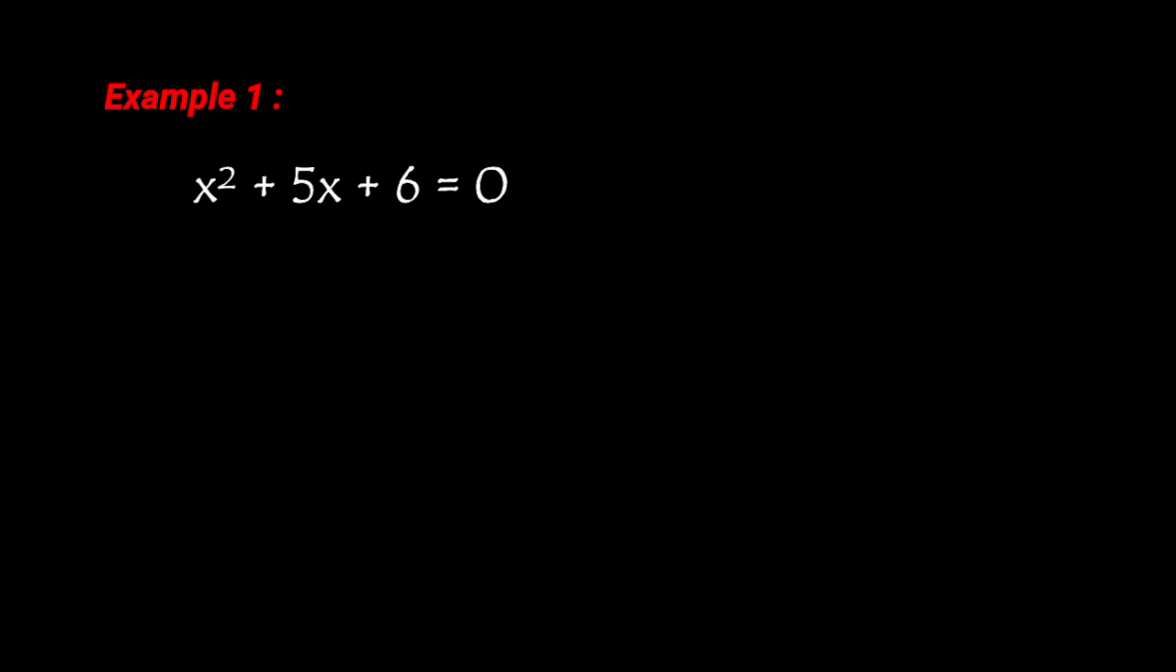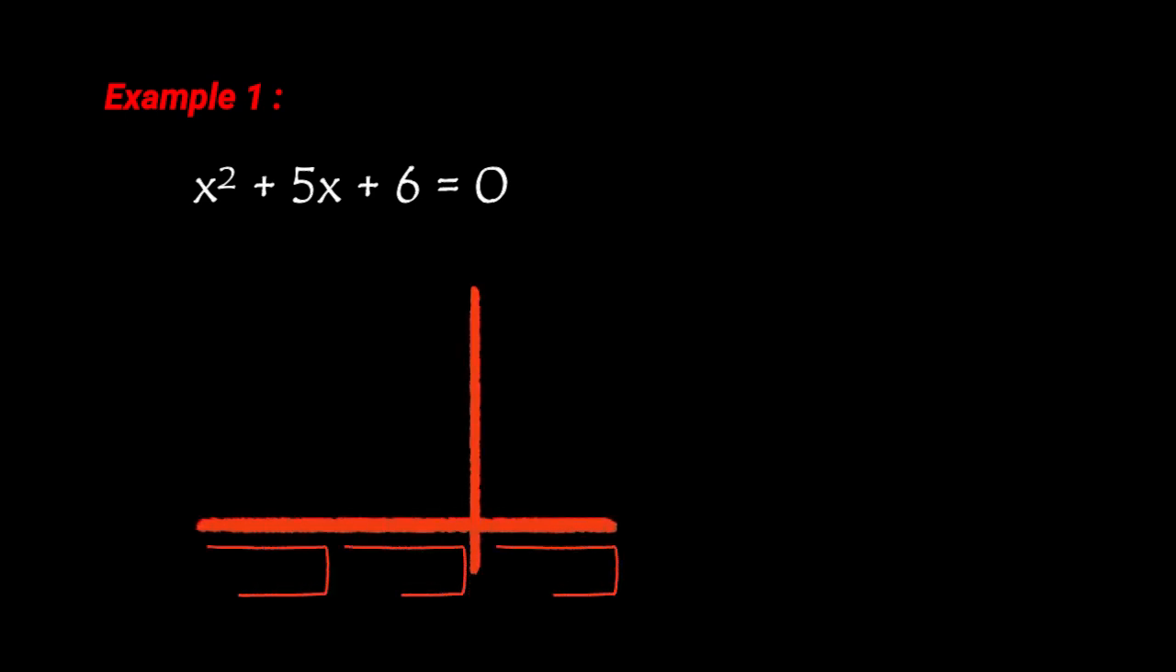To solve the quadratic equation, we have to firstly draw out a factorization table and insert the three terms that we have into the table. For the first term, x squared is in the bottom left-hand side of the table. For the second term, positive 5x in the bottom right-hand side of the table. And our last term, positive 6, in the center of the table.